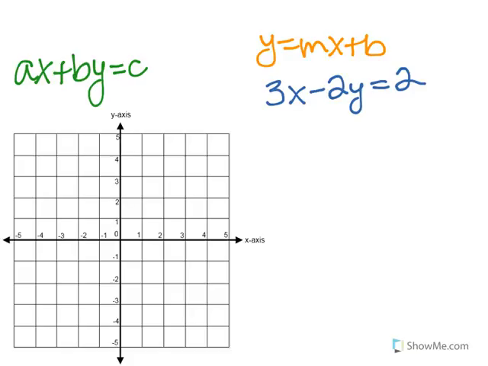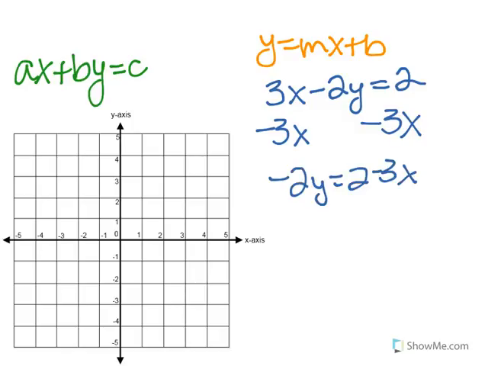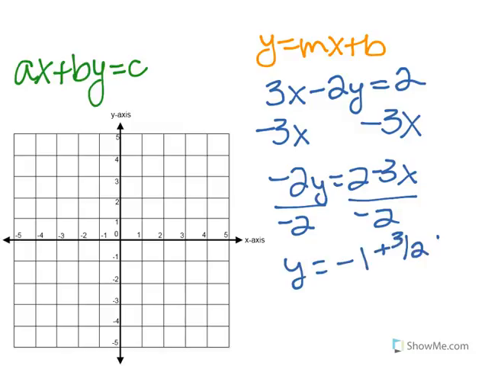So what we're going to do here is solve for y. So the best way to do that is to subtract 3x from both sides. So we have -2y equals 2 minus 3x. And then we're going to divide everything by -2. So we have y equals -1 plus 3/2 x. So now, comparing this to our slope-intercept form equation, 3/2 is our slope, and -1 is our y-intercept.